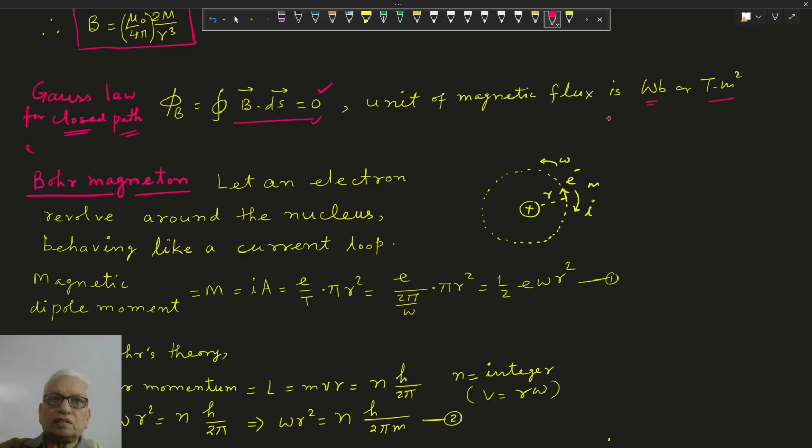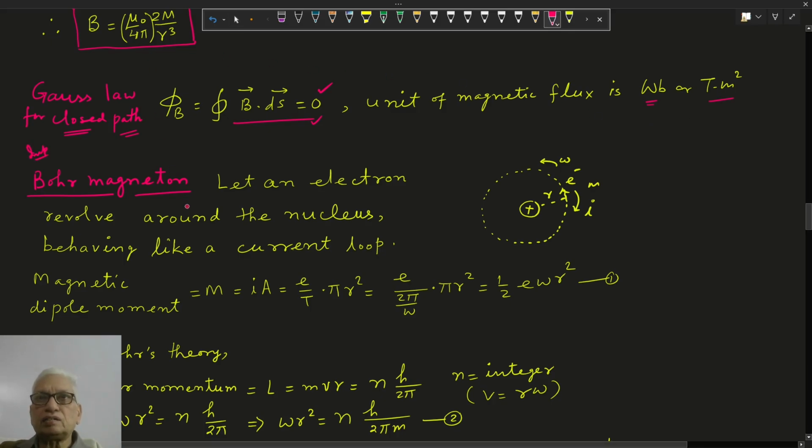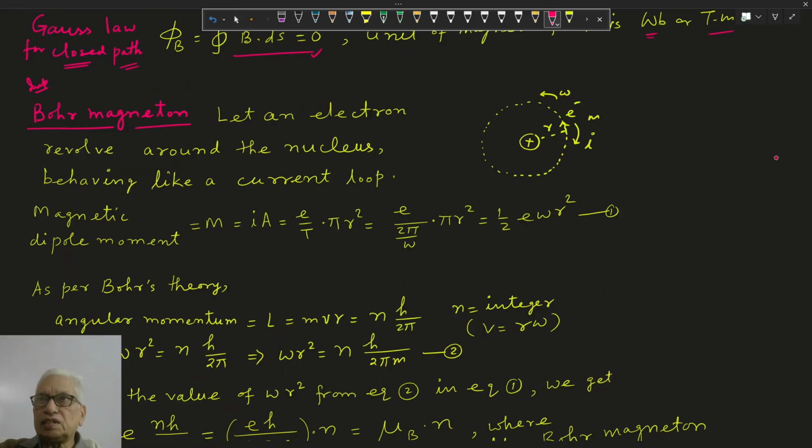Now again, important topic here is the Bohr magneton. Let us consider this electron is revolving around the nucleus. So equivalently current in the opposite direction, and current loop behaves like a magnet. So here dipole moment is given by I into A. I is the current, A is the area of cross section, pi r square. So current is given by charge divided by time period. टाइम पीरियड T इज इक्वल टू 2π बाई ओमेगा. ये ओमेगा पर चला जाएगा. सो m विल बी half e omega r square, given by equation 1.